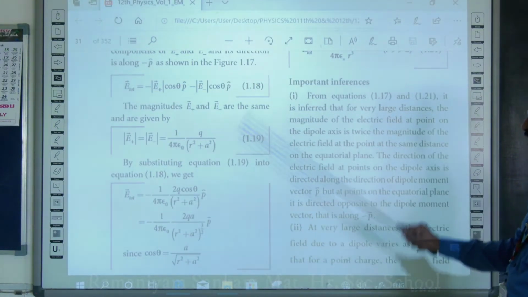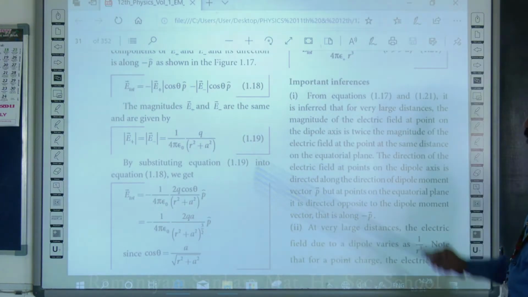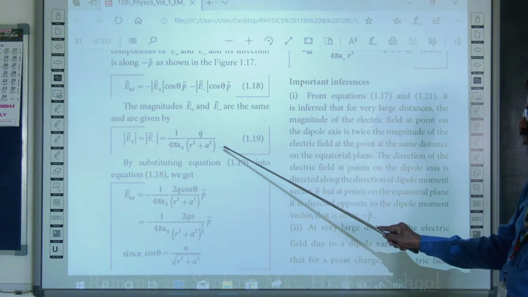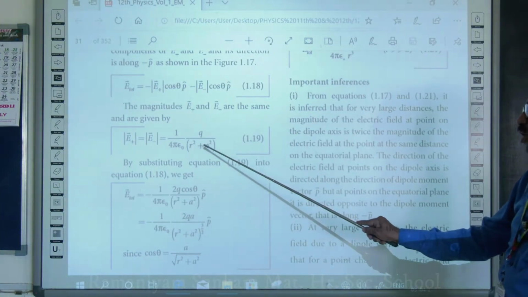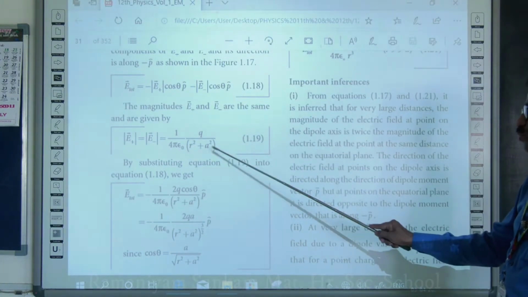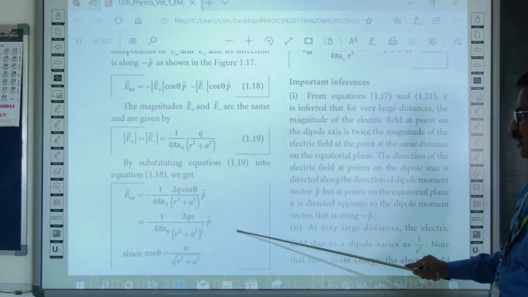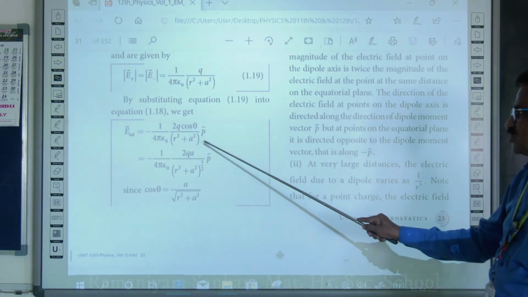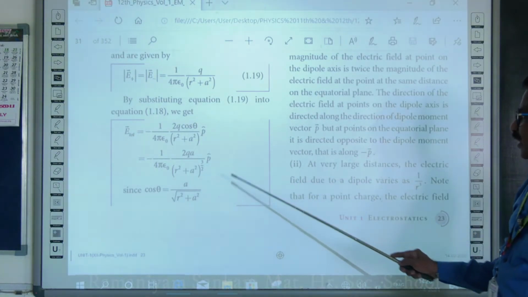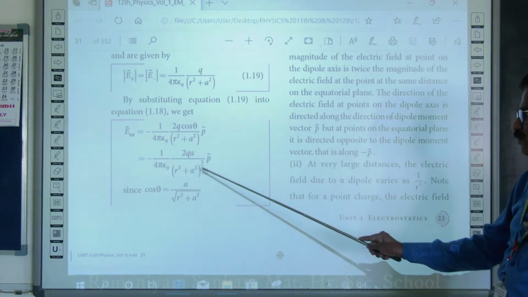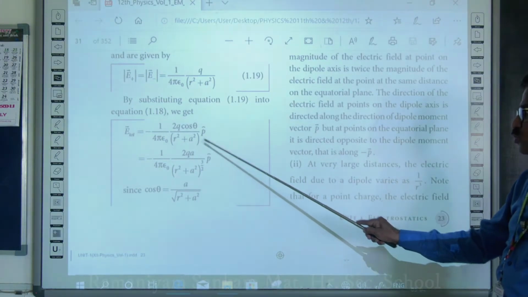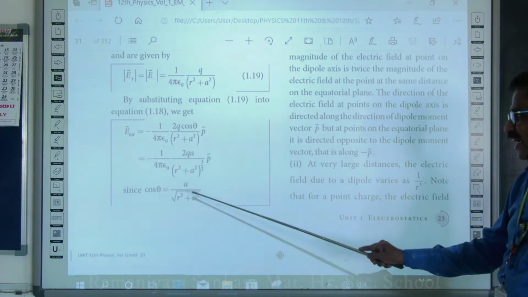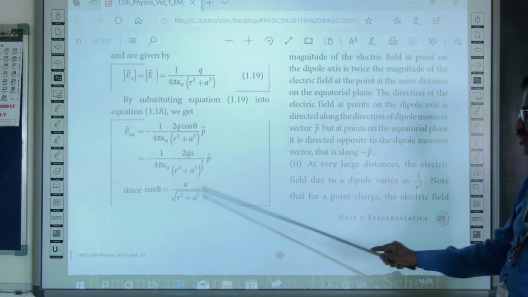How did you get this answer? The hypotenuse is root of r square plus a square. So that is given here: q by r square plus a square. Actually, squaring the root you get r square plus a square. So with cos theta you get the answer. Then again you write this, substituting the value: 2q cos theta by r square plus a square, p vector. Here substitute the cos theta value, 1 by r square plus a square, to the power 1 plus half, which is 3 by 2. So cos theta from the diagram is a by root of r square plus a square.